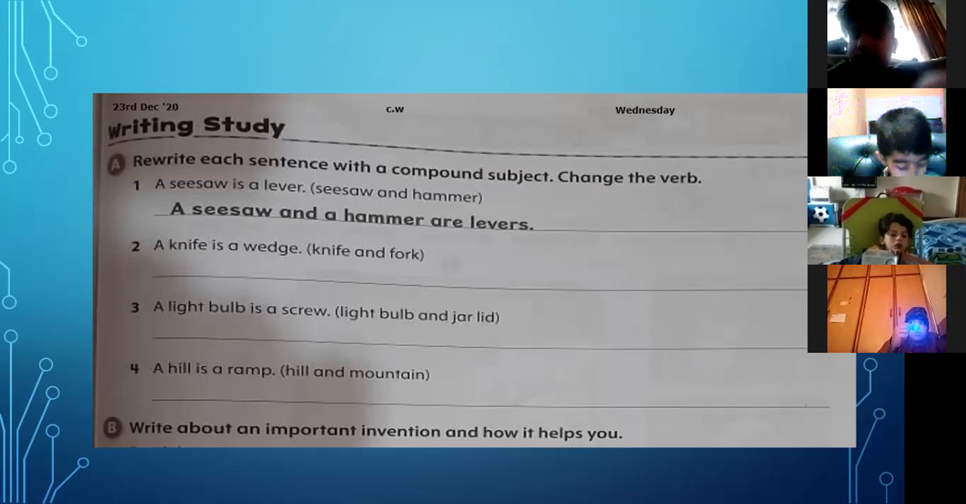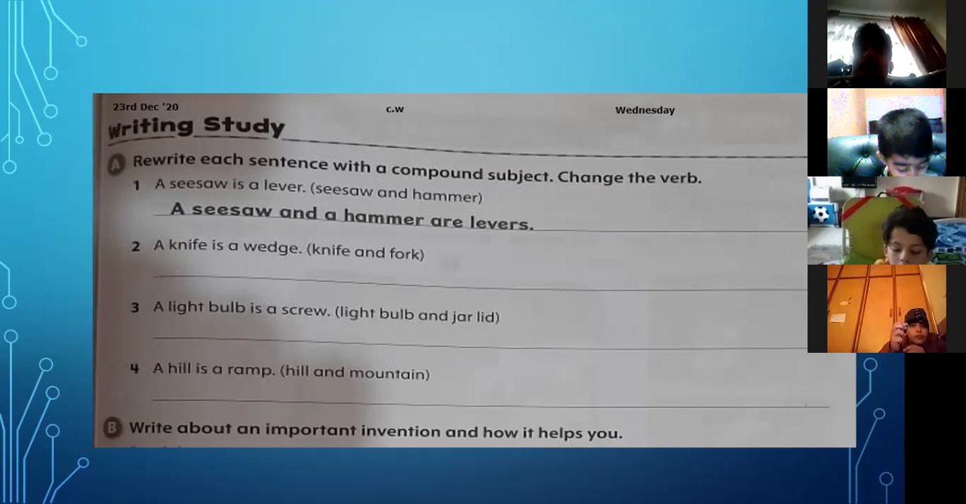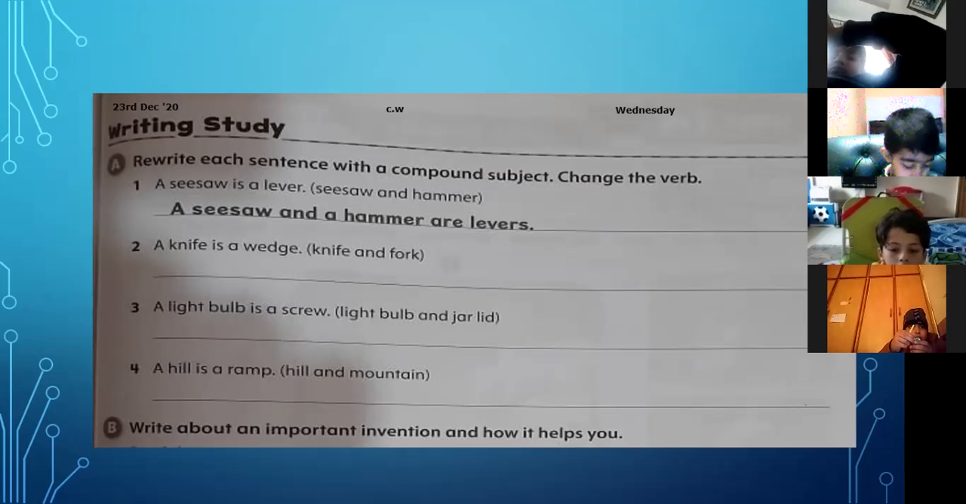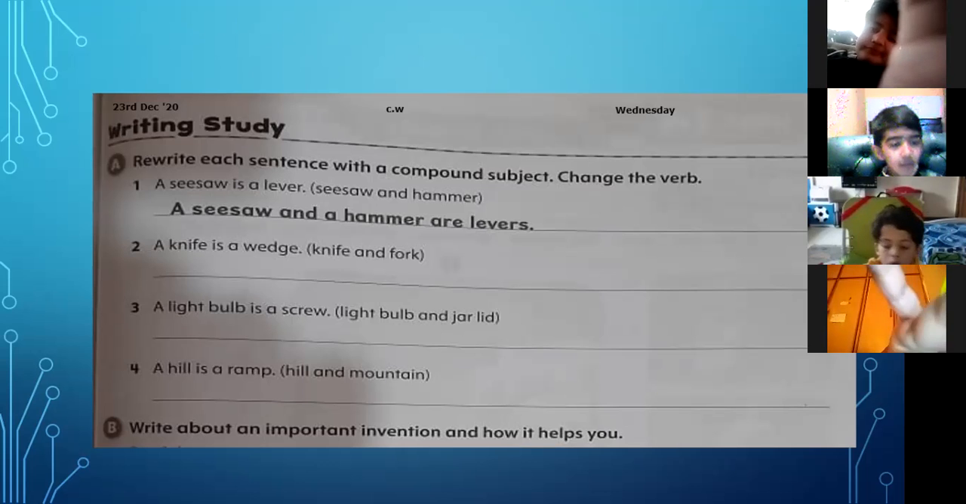So when the subjects will be plural, instead of is, you will use are, since you're talking about plural subjects here. So a seesaw and a hammer are, and lever would be levers, because these are two subjects here. Understand, all of you? So seesaw and hammer are levers. So let's talk about number 2 now.